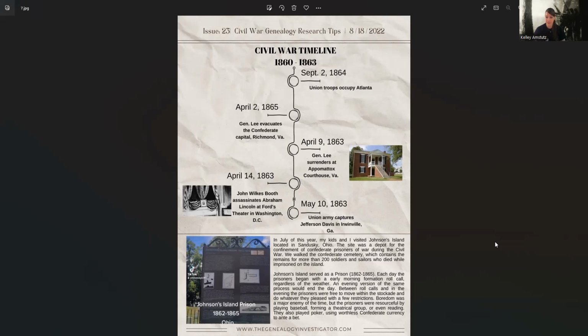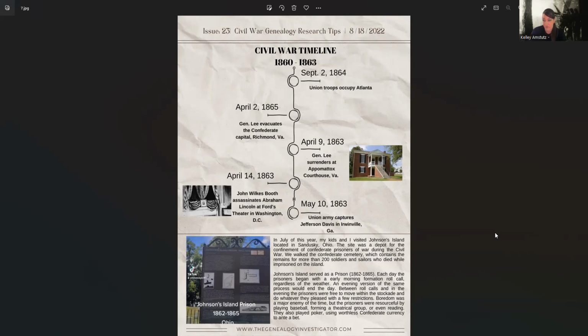So like I had mentioned, in July of this year, my kids and I visited Johnson Island, located in Sandusky, Ohio. The site was a depot for the confinement of Confederate prisoners of war during the Civil War. We walked around the Confederate cemetery. It contains the remains of more than 200 soldiers and sailors who died while imprisoned on the island. Johnson Island served as a prison from 1862 to 1865.